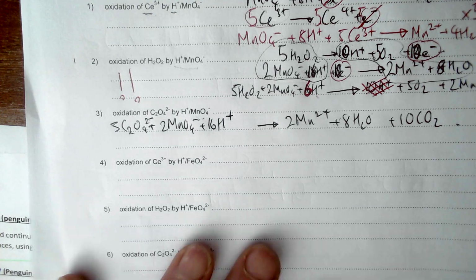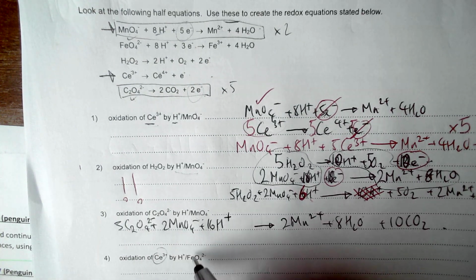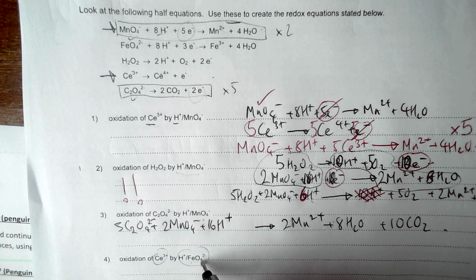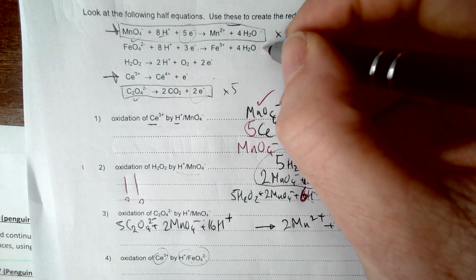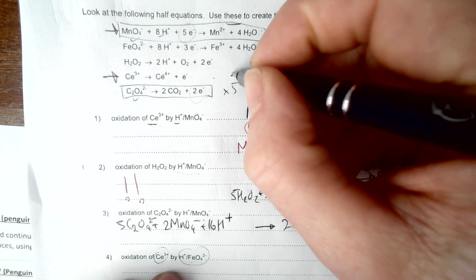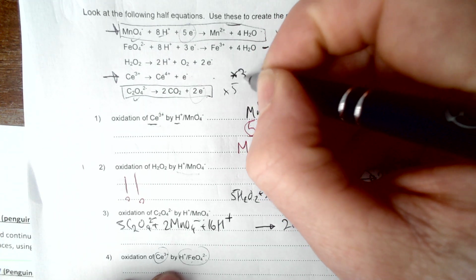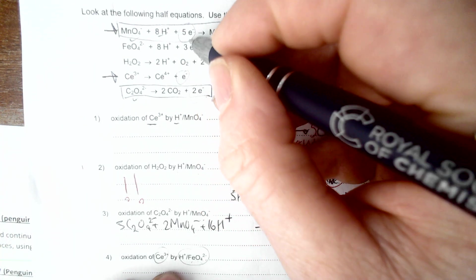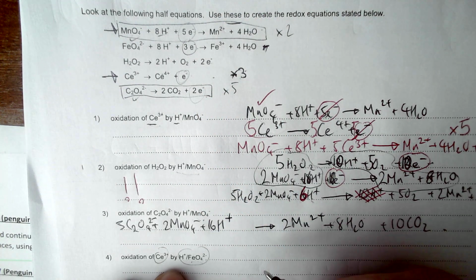In different topics. All right, oxidation of Ce3 plus by this iron oxide ion in acid. So that's this one here, which is 3 electrons and Ce3 plus. What I'm going to do is times everything in the bottom one by 3, and that'll mean I get 3 electrons here and 3 electrons there. So that should be easy enough.